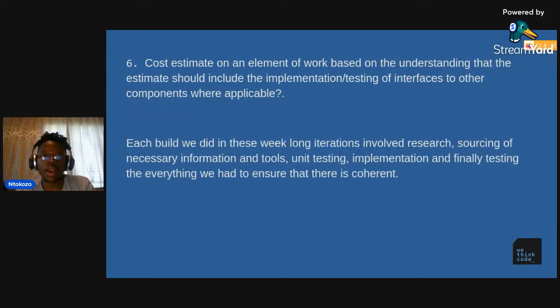Cost estimate on an element of work based on the understanding that the estimate should include implementation testing of the interface to other components where applicable. Each build we did in these week-long iterations involved research, sourcing of necessary information and tools, unit tests, implementation, and finally testing to ensure that everything is coherent.